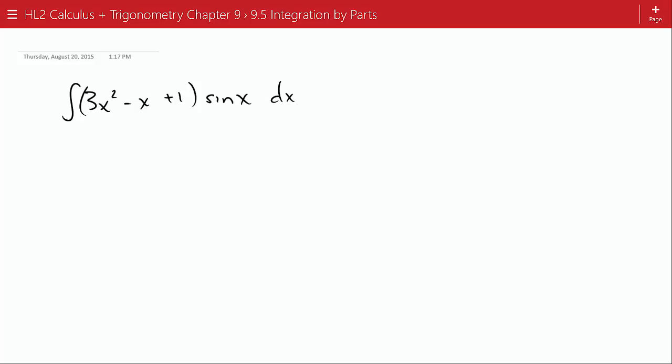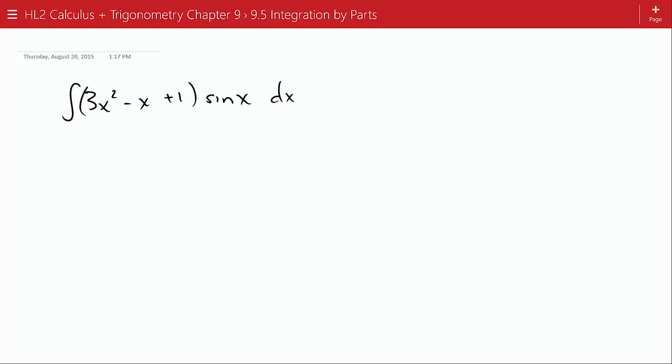Alright, part 2 for integration by parts, and this time we're going to get a little bit funky, so stay with me. The two examples that I'm going to do with you here, we're actually going to need to do integration by parts twice in order to successfully find the antiderivative of these wicked cool functions.